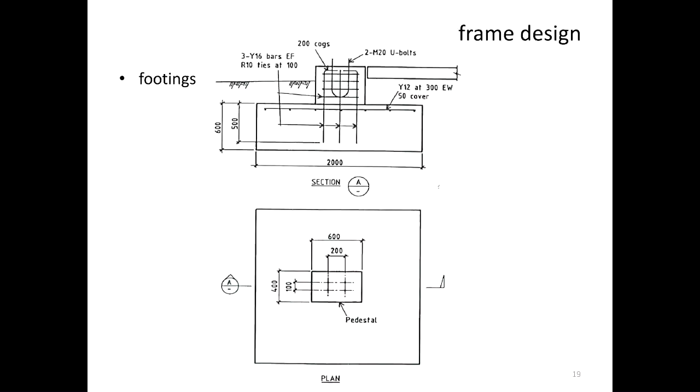Sometimes, when you have a pad, you will have what we call a pedestal. A pedestal is just a projection out of the pad where the column will sit. You're looking at it on plan. When you look at it on plan, that's the footing, and that's the pedestal where the column will sit. In some cases, you do that, and that is how you most often have the detail for the pedestal.